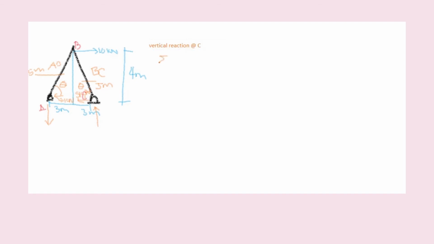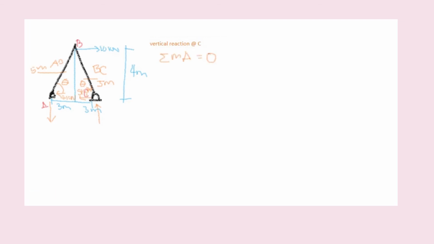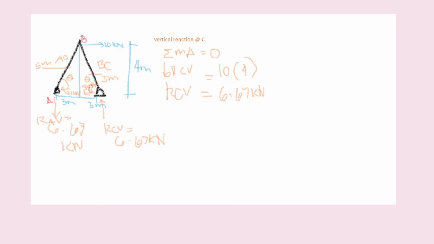So first is summation of M about A is equal to 0. Then 6 RCB is equal to 10 multiplied by 4. RCB is equal to 6.67 kilonewton. Writing that on the given figure, RAB is equal to 6.67 kilonewton and RCB is equal to 6.67 kilonewton.